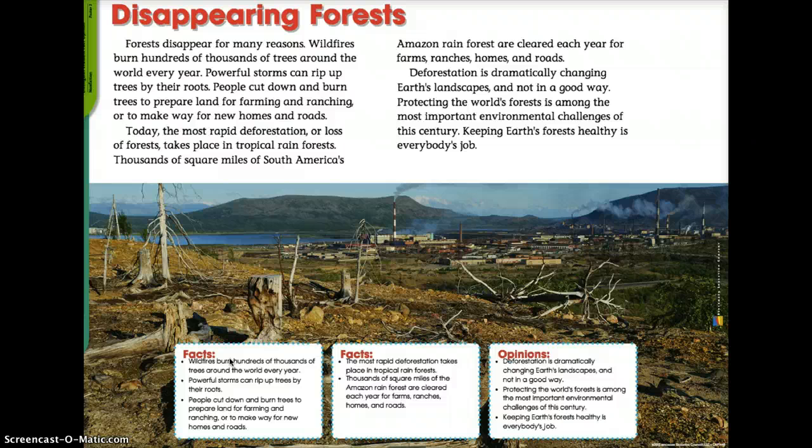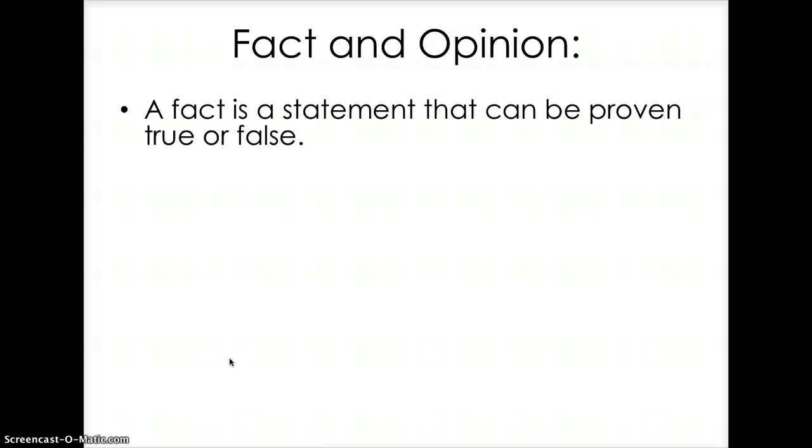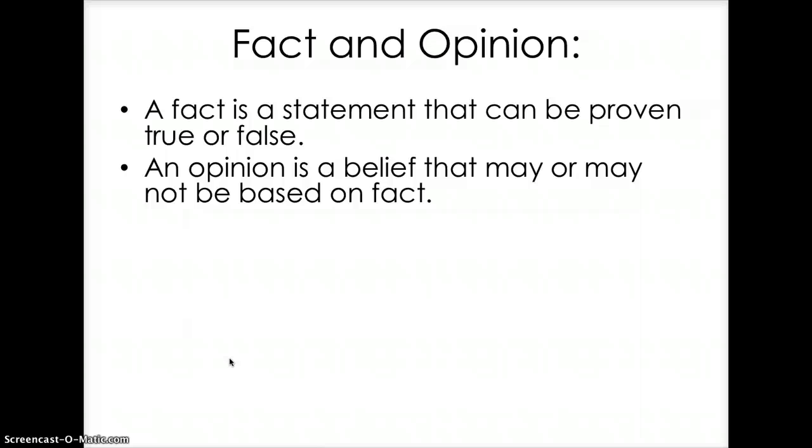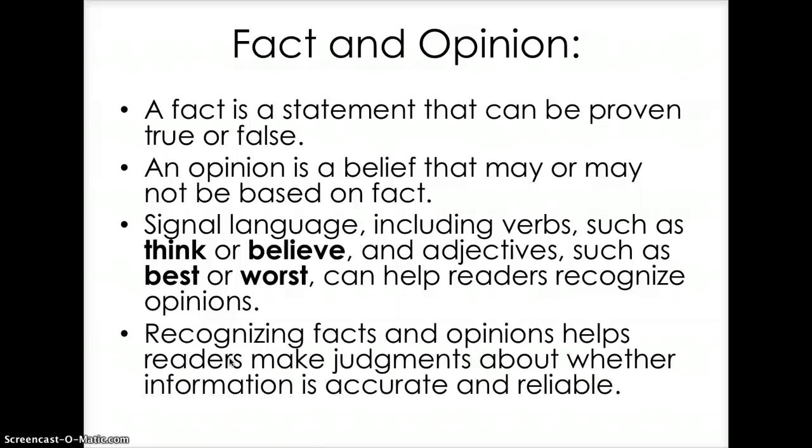All right, and let's just review as we go forward here. Fact and opinion. A fact is a statement that can be proven true or false. An opinion is a belief that may or may not be based on fact. Again, it's a belief. It's what someone believes, and different people believe different things. Okay. Signal language, including verbs such as think and believe, and adjectives such as best or worst, can help readers recognize opinions. And recognizing facts and opinions helps readers make judgments about whether information is accurate and reliable.